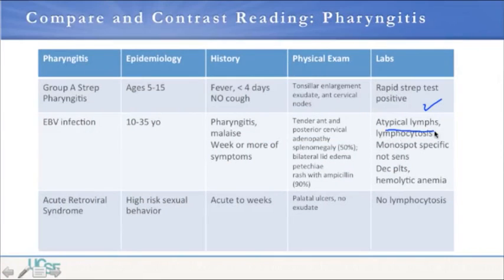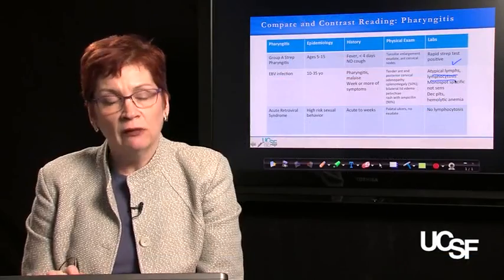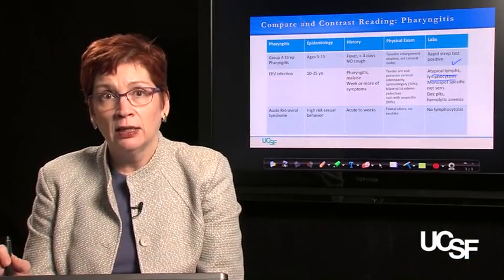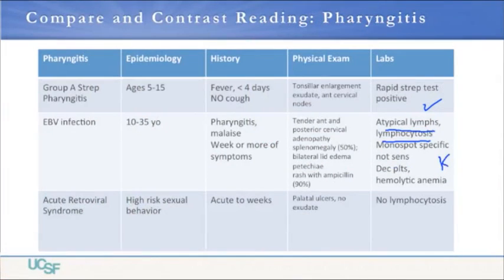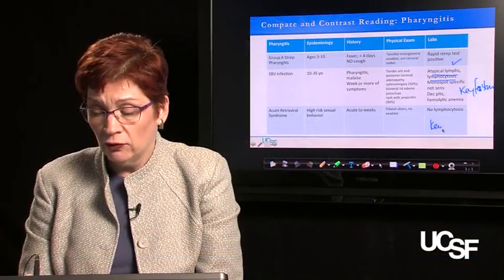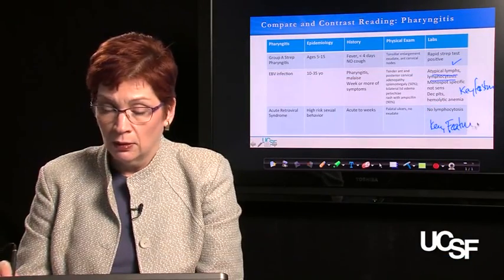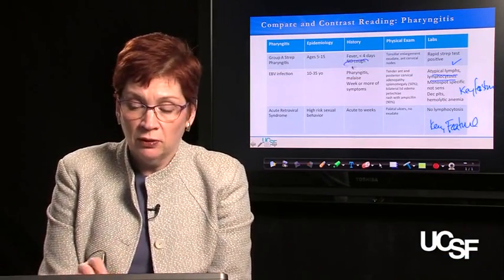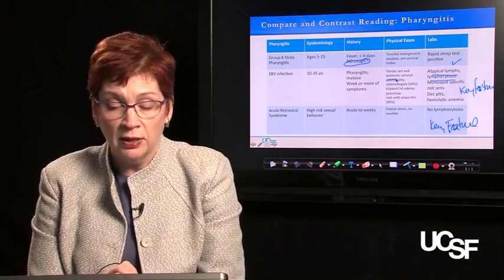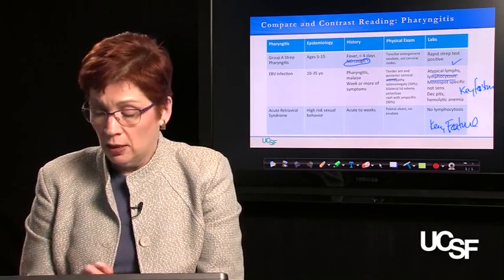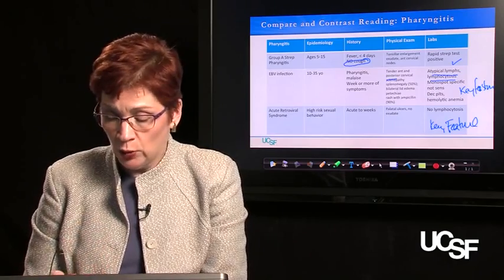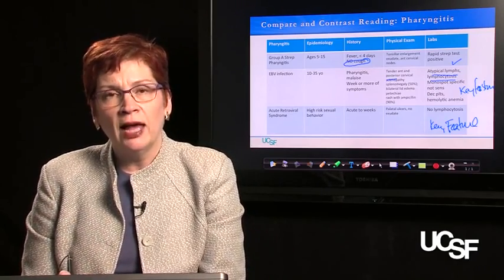Atypical lymphs and a lymphocytosis in this constellation of three diseases really means the diagnosis is Epstein-Barr virus. This is a key feature in this diagnostic triad. No lymphocytosis, or lymphopenia instead, is a key feature for acute retroviral syndrome. But we've had some other key features. No cough, group A strep pharyngitis; posterior cervical adenopathy, Epstein-Barr virus infection. So that's what a compare and contrast reading chart completely filled out accurately would look like.